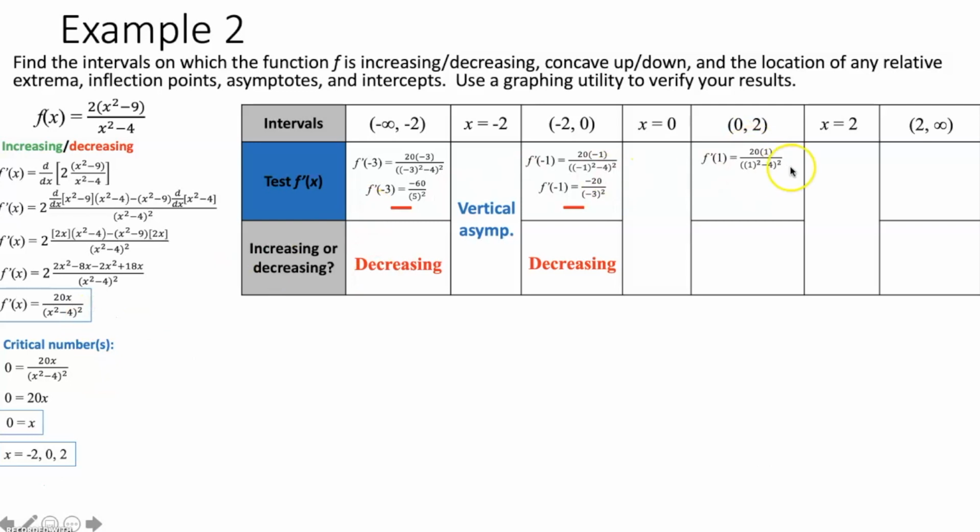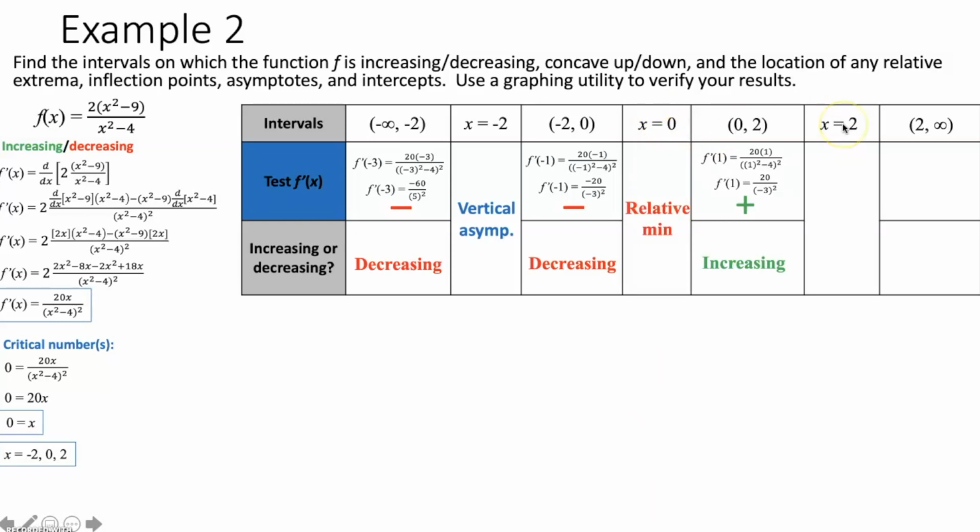How about 1? If I plug 1 in, I simplify, I end up getting 20 over negative 3 squared. Now, negative 3 squared is positive, so we have a positive number over a positive number, meaning that we get a positive number. Now, because this is positive, that means the derivative of this function on this given interval is positive, meaning that the slopes of the lines tangent to this function on this given interval are positive, meaning that this function on this given interval must be increasing. Now, by the first derivative test, because your function goes from decreasing to increasing at x is equal to 0, we know there must be a relative min at x is equal to 0.